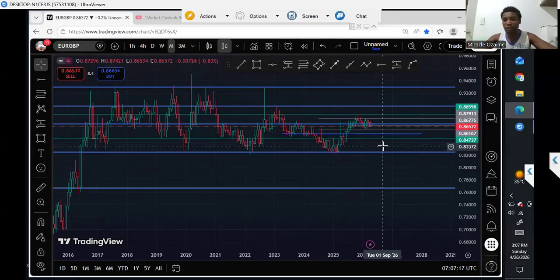But for now, I took this trade for a sell. I'm still in this trade for a sell. Around the daily time frame, I'm going to show you where I placed the trade and the new opportunity that we can take advantage of.